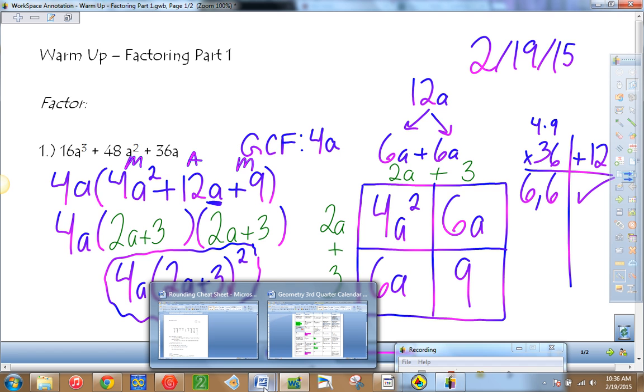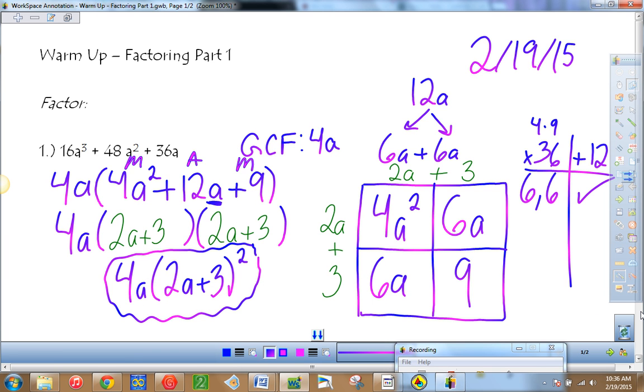Does that make sense? So if they're the same, you can throw them together.